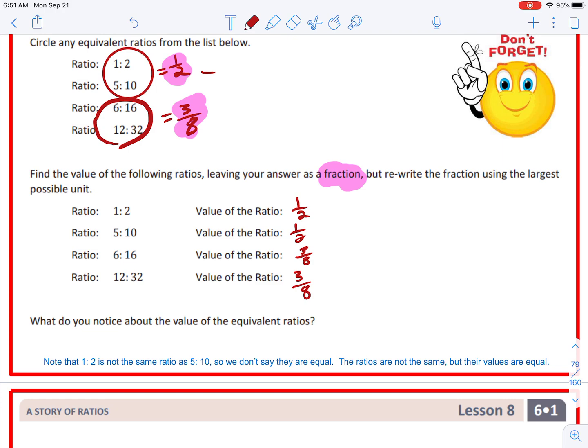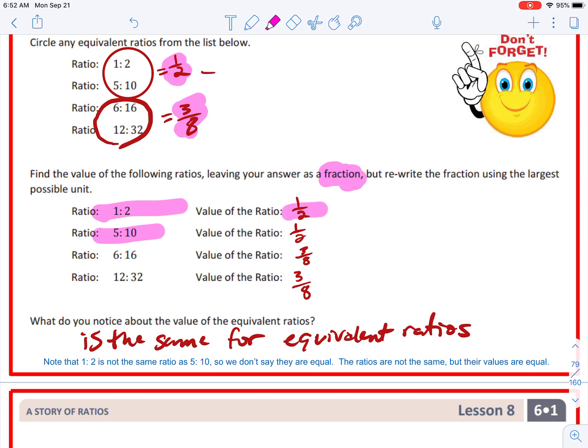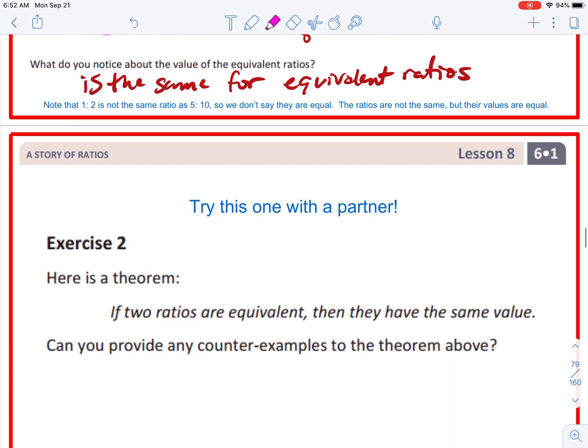The value is the same for equivalent ratios. So if two ratios are equivalent, their value is going to be the same. Just like you saw here, their value was 1/2. Here, their value was 3/8. Their value is always going to be the same. Let's move on.